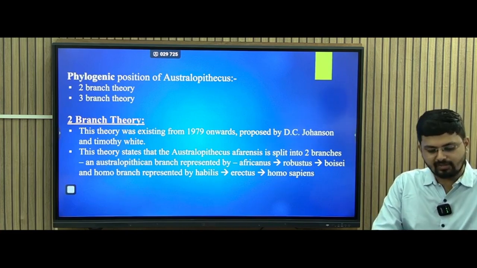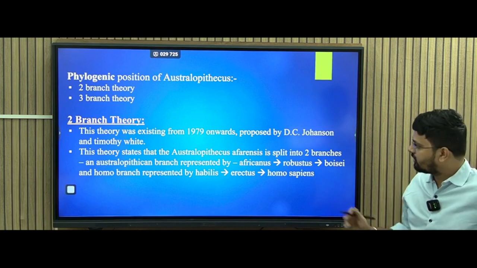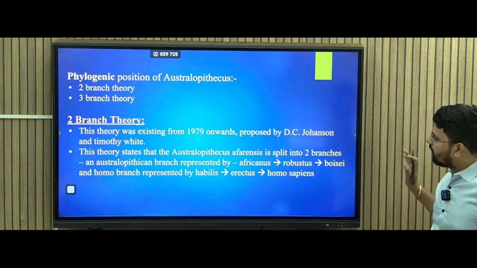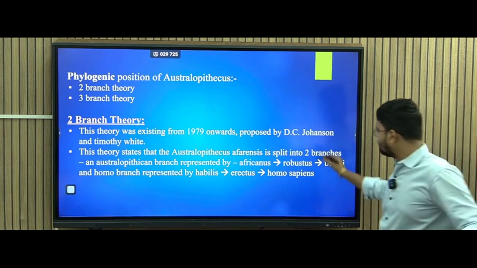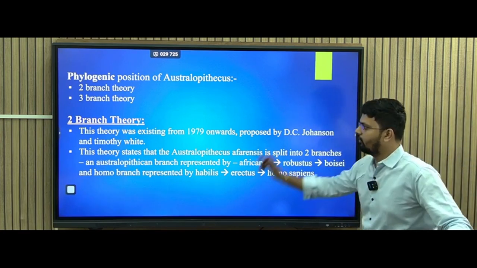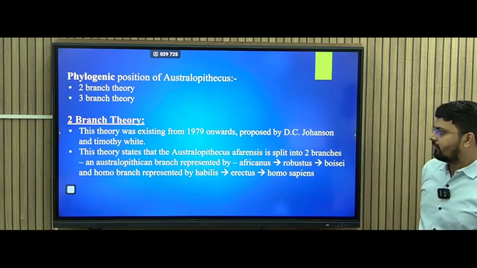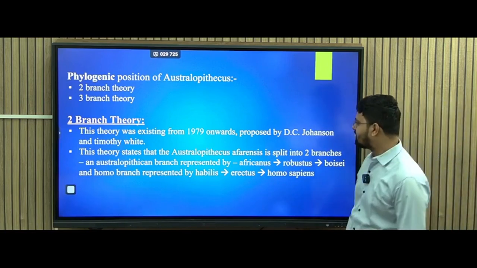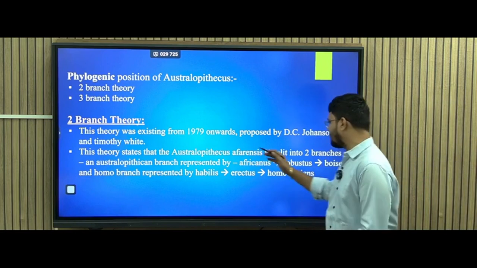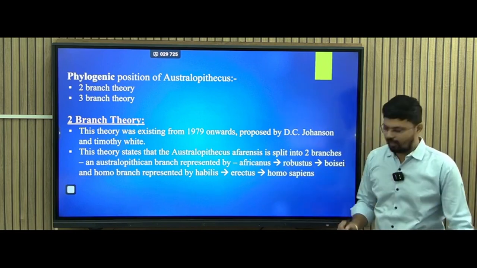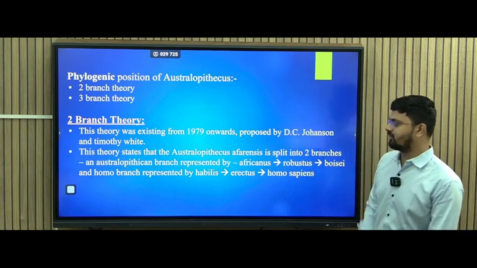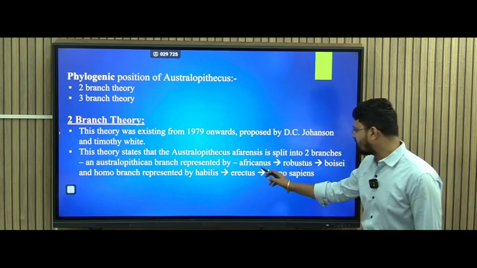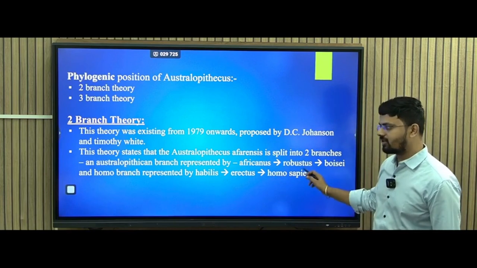In the two-branch theory, first it was given by Johnson and Timothy White. These names you have to remember: Johnson and Timothy White. What does this theory state? It states that you first have Australopithecus afarensis, and that is split into two branches: Australopithecus africanus, robustus, and boisei.